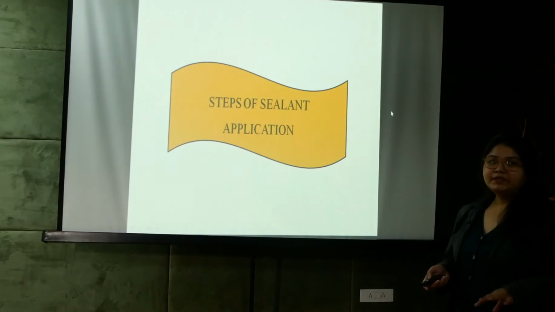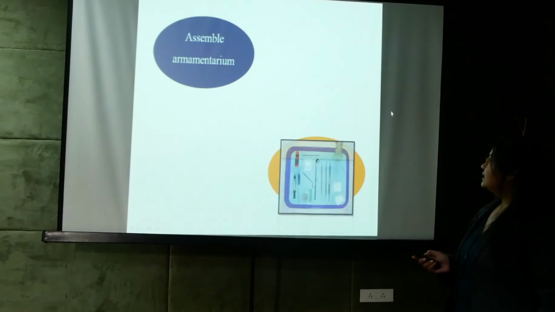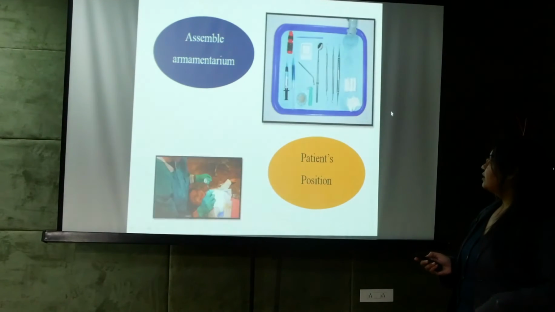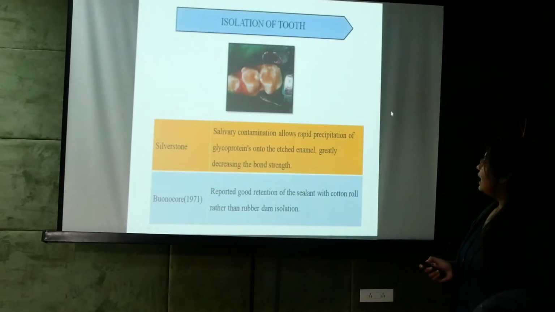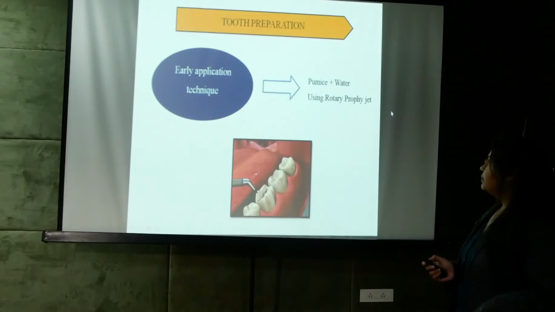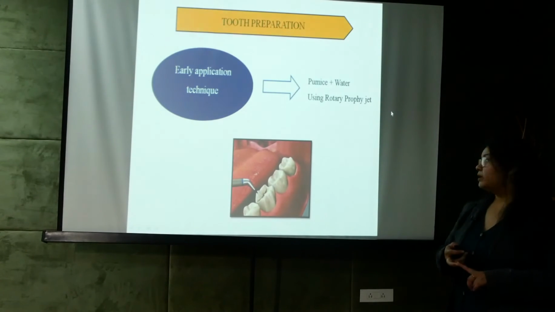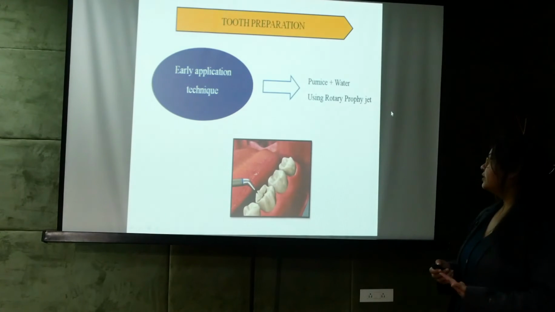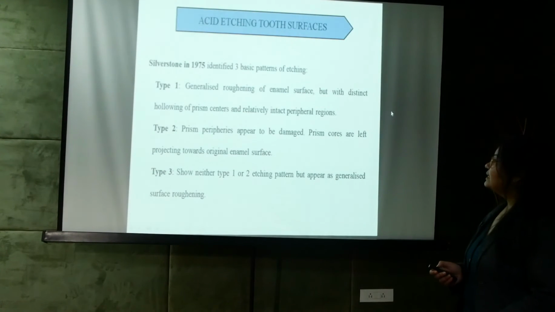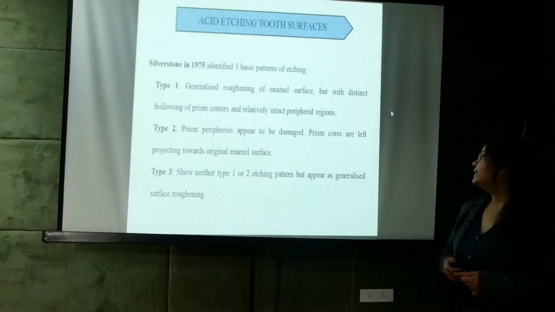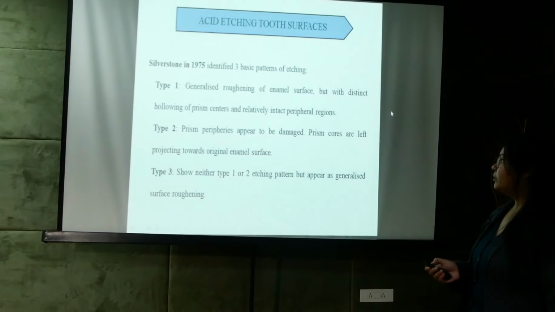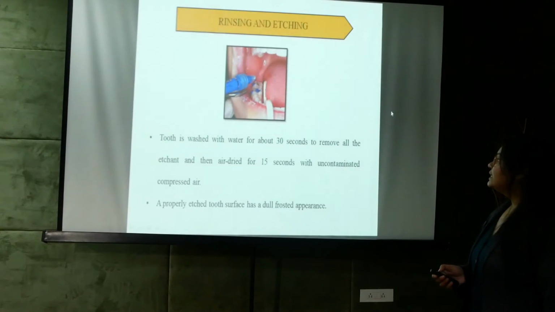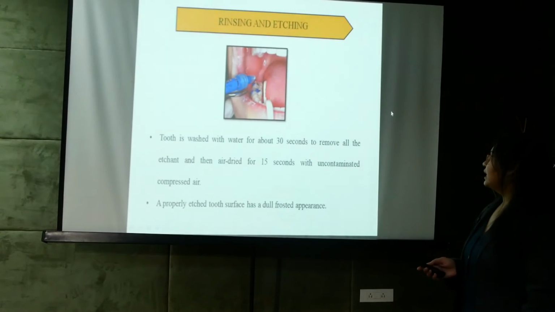So what are the steps of sealant application? First, assemble the armamentarium and check for the correct patient position. Then isolation of the tooth should be done, followed by tooth preparation, which can be done using rotary prophyjet, pumice, water slurry, etc. Then acid etching. Silverstone in 1975 gave 3 basic patterns of acid etching, which are type 1, type 2 and type 3. Then rinsing and drying of the etched tooth is done.